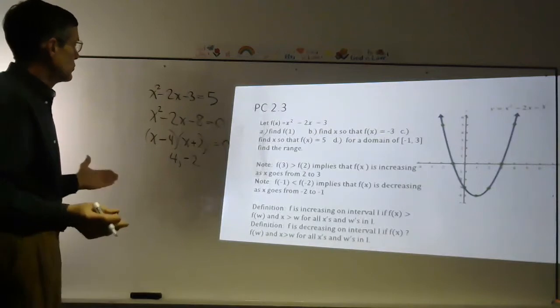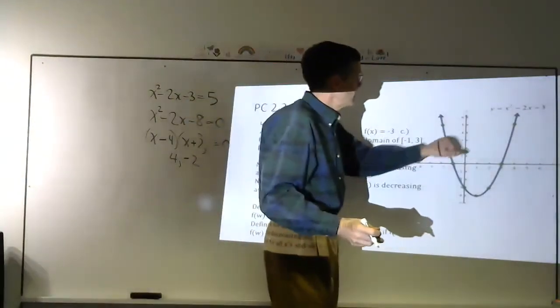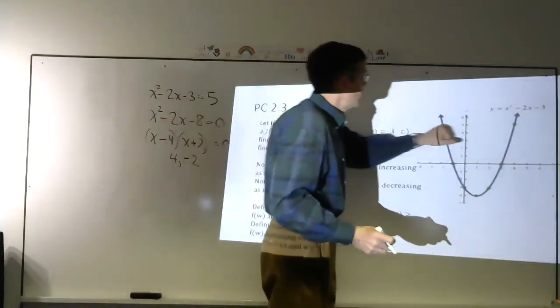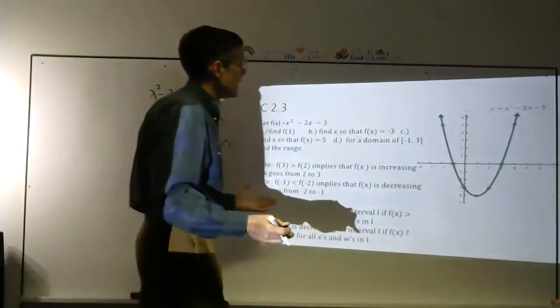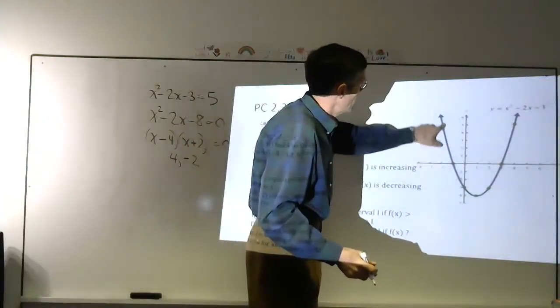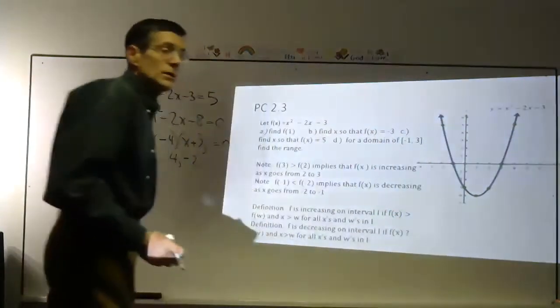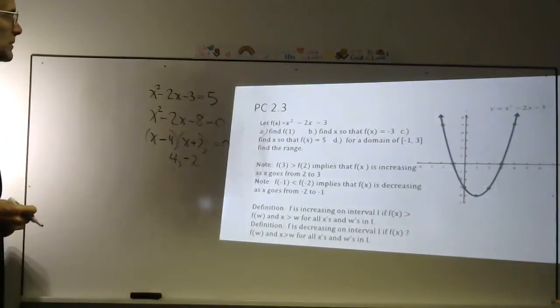How else could you have done that? Where does the functional value, where is it, 5? Okay, here's the y value of 5. And where do I find x values that go up to 5? -2 goes up to 5, and 4 goes up to 5. So you can do it from the picture, or you can solve it.